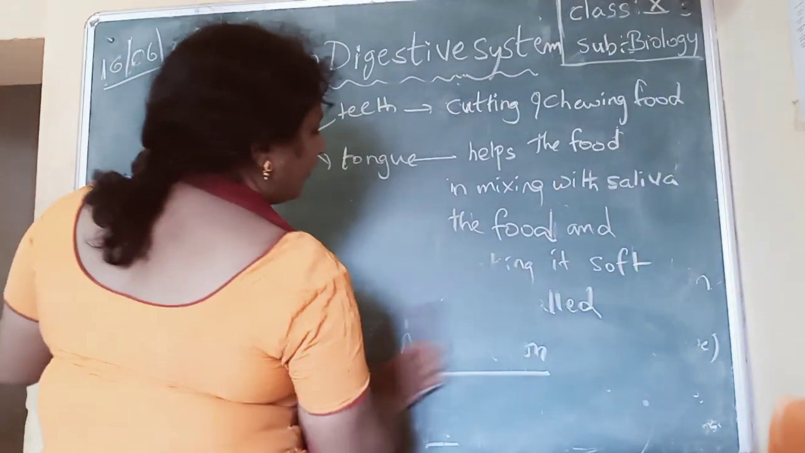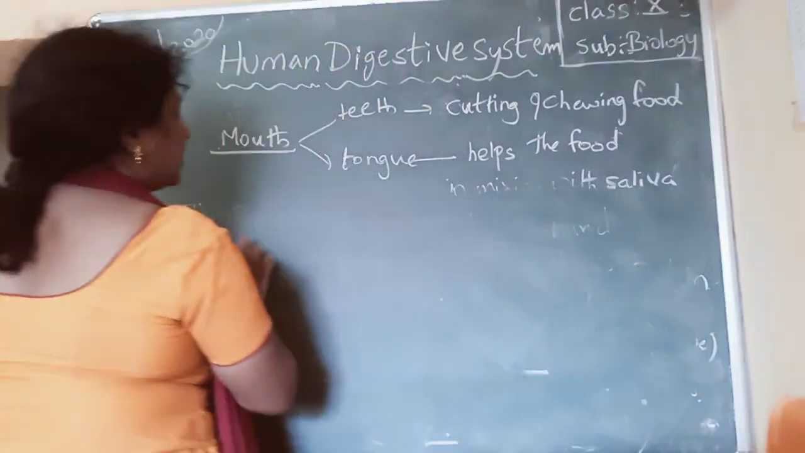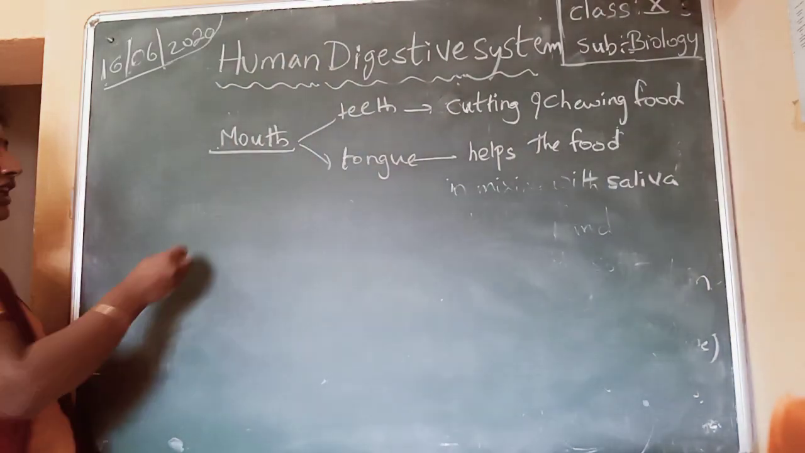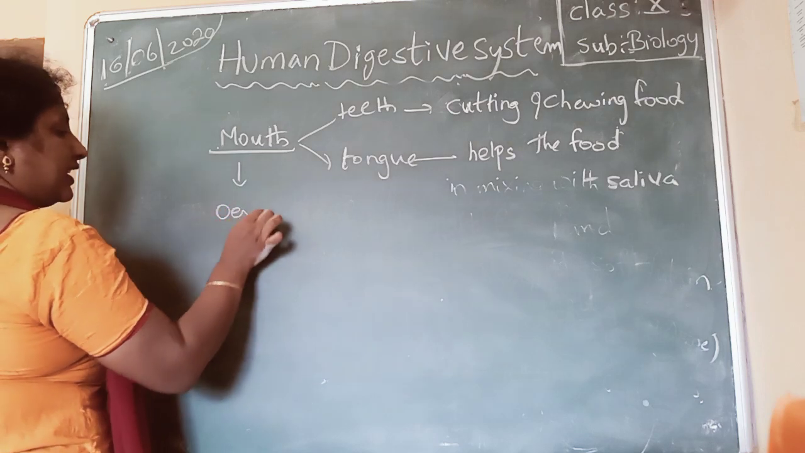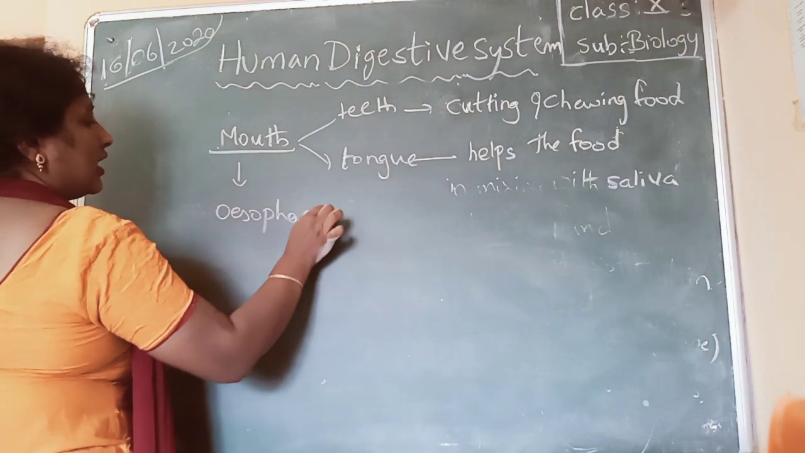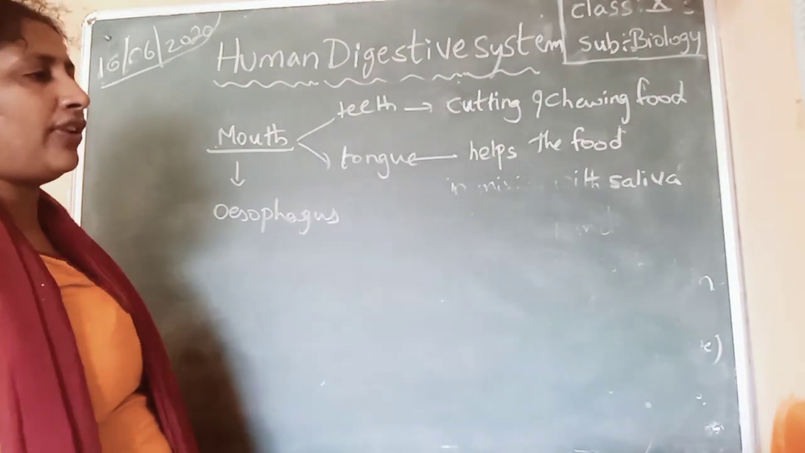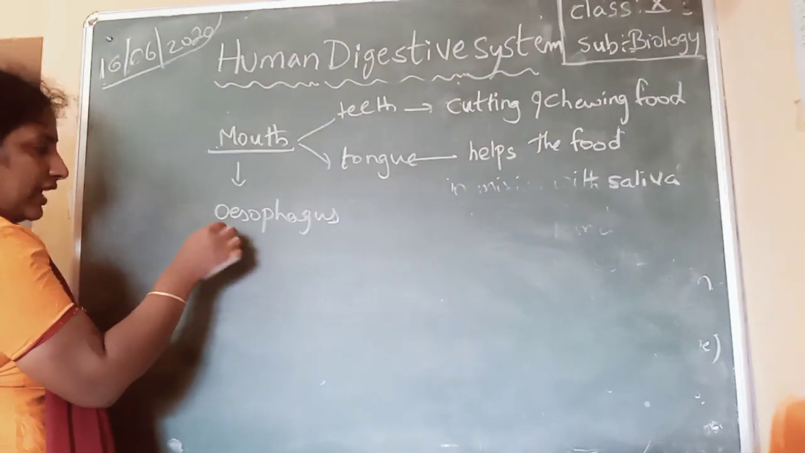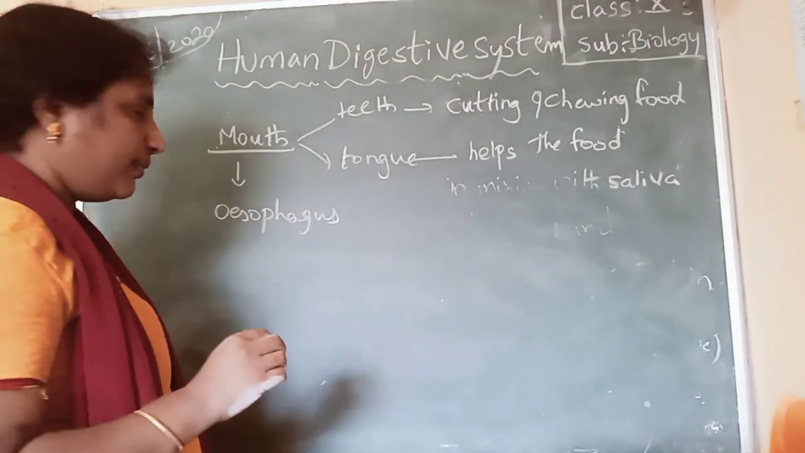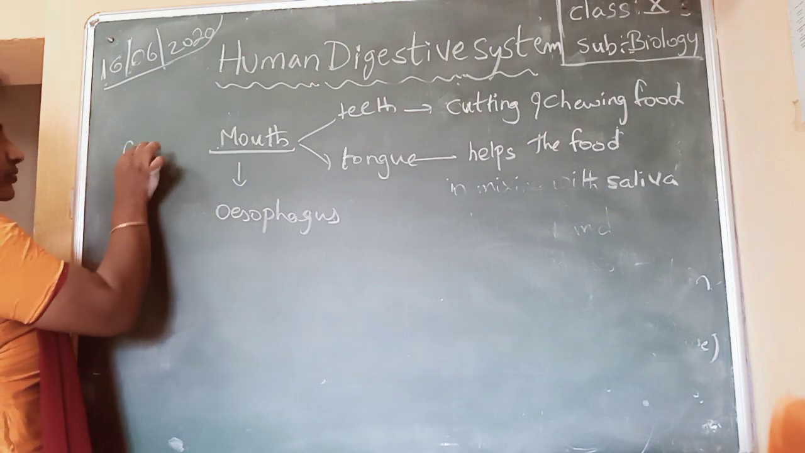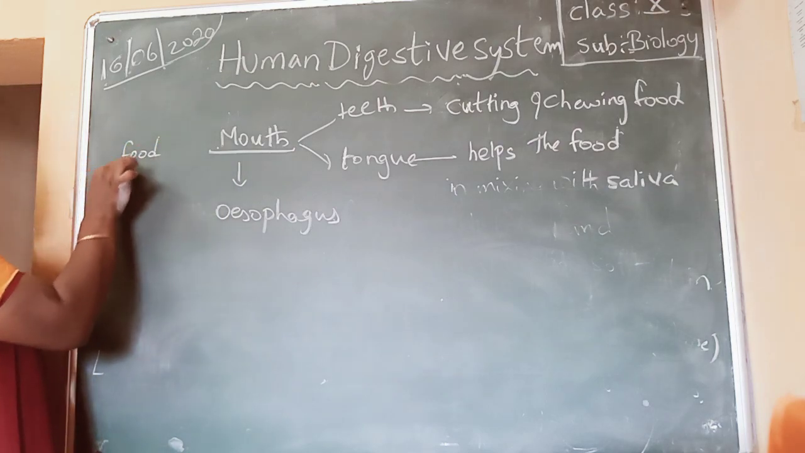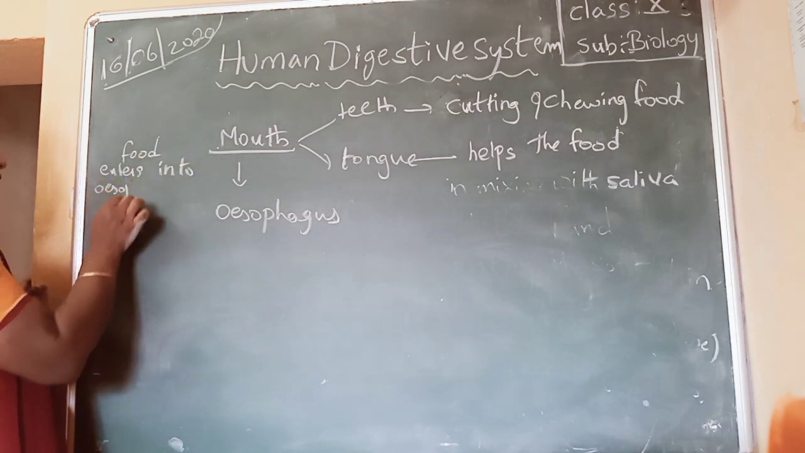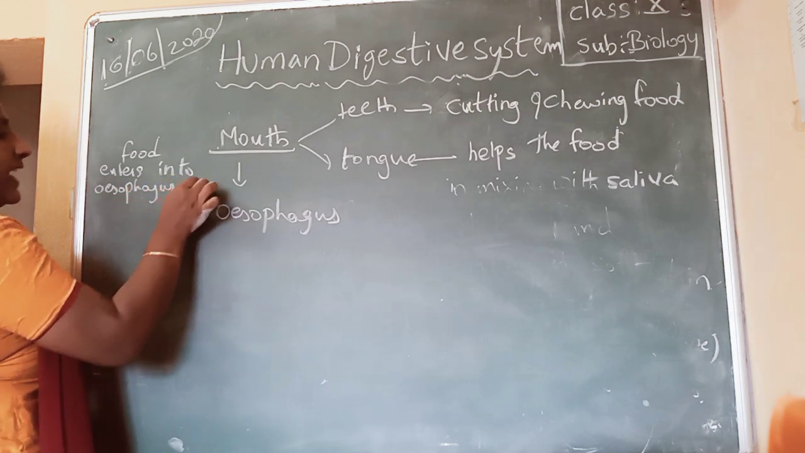Next, after the mouth, where does the food enter? The food enters into the esophagus. Now the food has entered into the esophagus. So what happens in the esophagus? The food enters into the esophagus by peristaltic movement.